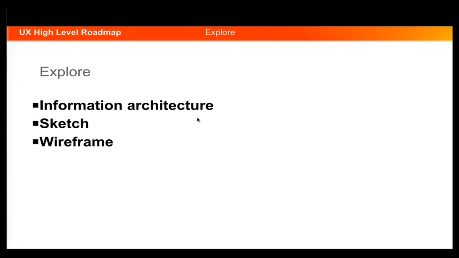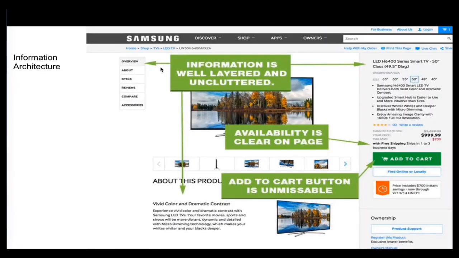Now we're in the explore phase. This is where we're going to learn about information architecture, sketching, and wireframing. So information architecture, as you can see, this is where we're going to basically lay everything out. So for instance, if you were to click the Discover, there'd be a big drop-down menu. And this is where you have to figure out what's going to go under Discover, which thing is going to go first, which is going to go last.